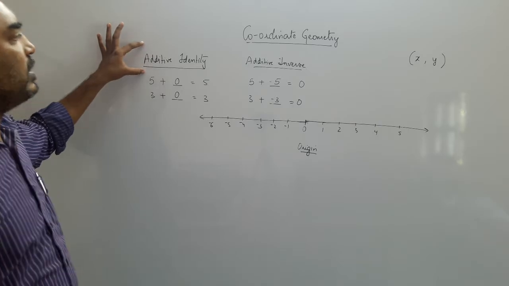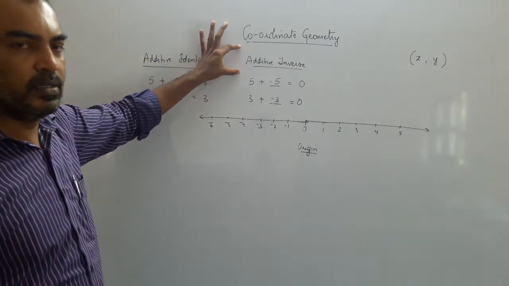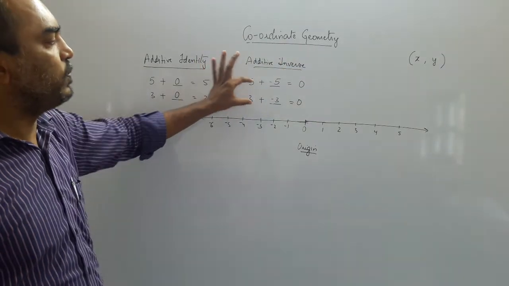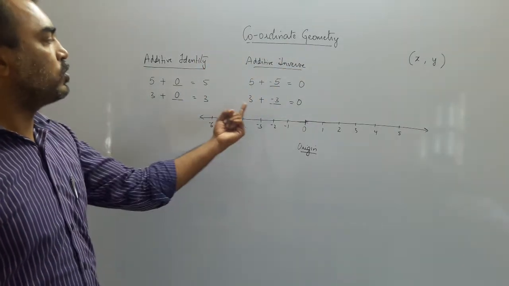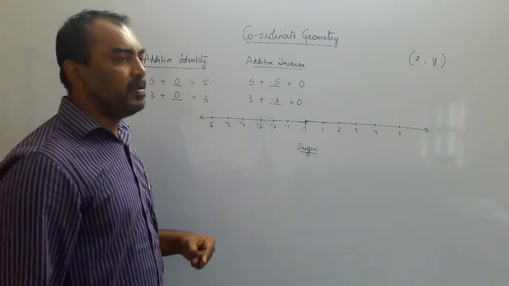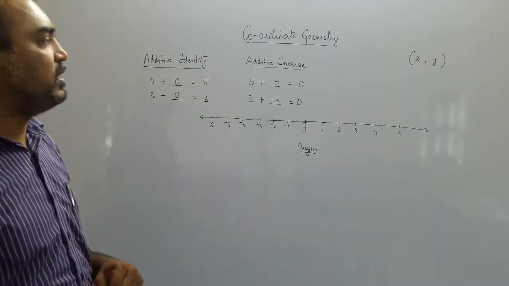Then the additive identity gives rise to an additive inverse. 5 plus minus 5 is 0. 3 plus minus 3 is 0. So 3 and minus 3 are additive inverses of each other. 5 and minus 5 are additive inverses of each other.